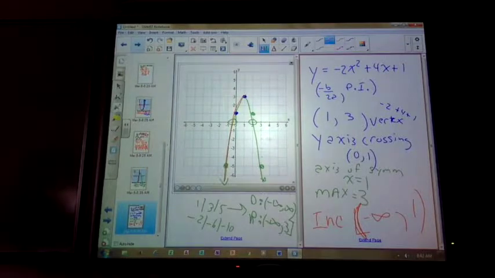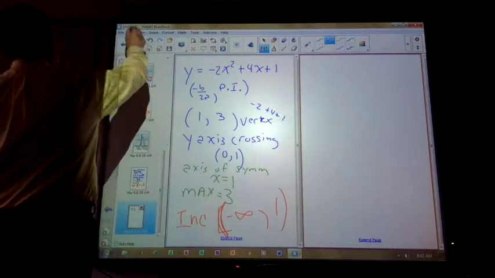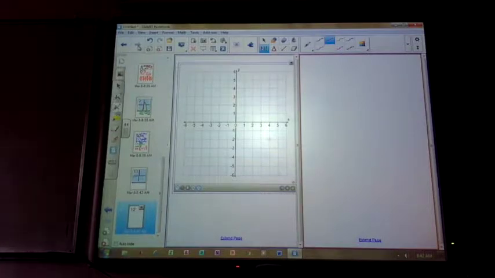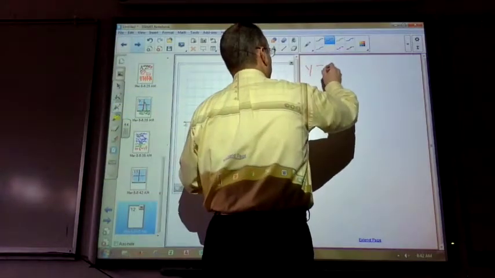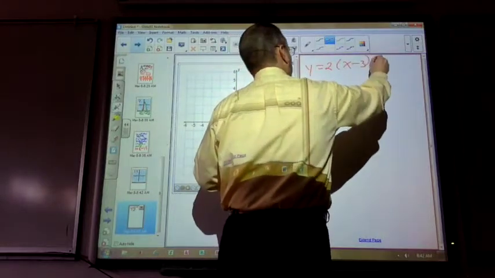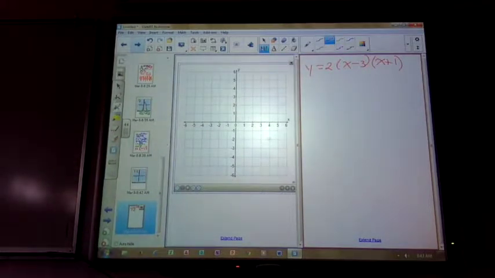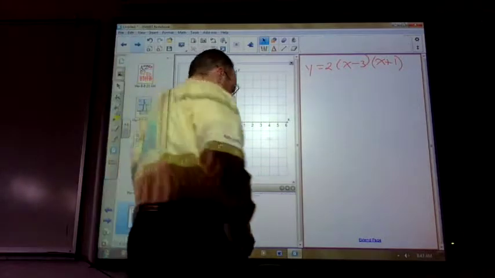All right. 2 more problems to review. You still with me? You just copy. Ready? Here we go. Y equals 2, parentheses, x minus 3, x plus 1. This one looks a little different. How do I approach this parabola? Set each of these equal to 0.